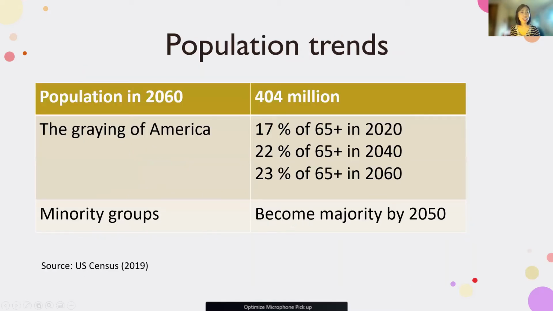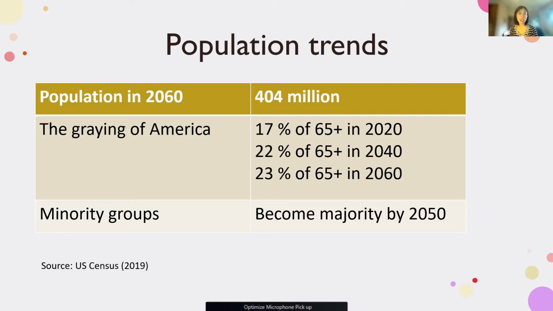In addition, it is predicted that the US population is going to continue to grow, and by 2060, the population will be around 404 million. There is also an interesting phenomenon of the US population, which is called the graying of America. Gray refers to the color gray in someone's hair, like me, my hair is turning gray. So the graying of America means that more and more people are of a higher age in the US.